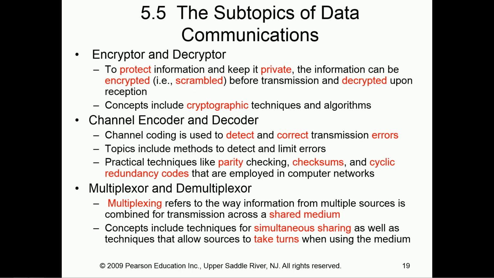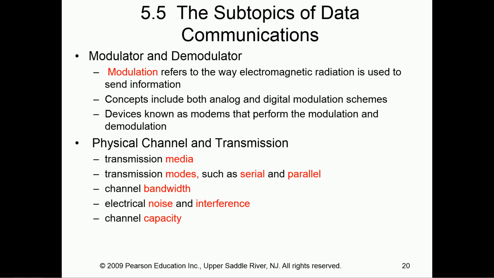Multiplexing versus demultiplexing. If we have a shared wire, multiplexing is the ability that we have that will put it on a wire, and we can share that wire. Essentially, we take turns. Modulation versus demodulation. That's how we manipulate the electromagnetic radiation. Physical channels. That's our physical medias. Copper, fiber, wireless. How do we send that data? In what type of mode?